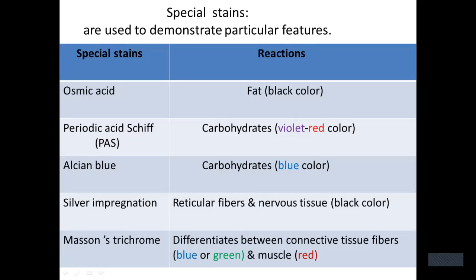Another stain is silver impregnation. This type of stain stains reticular fibers, reticular tissue, and nervous tissue, which become black in color. We have another stain, Masson trichrome stain. This stain is used to differentiate between connective tissue fibers and muscle. The connective tissue fibers stain blue or green, while the muscle stains red.